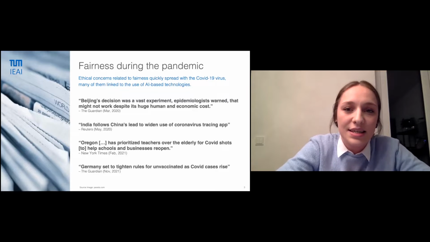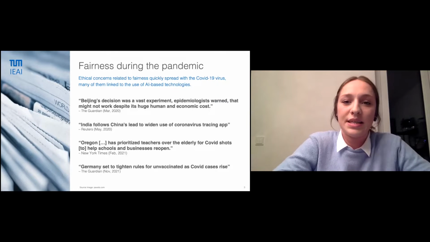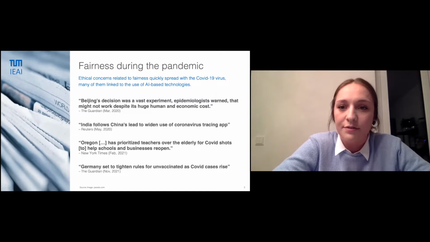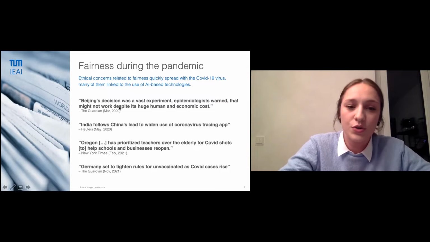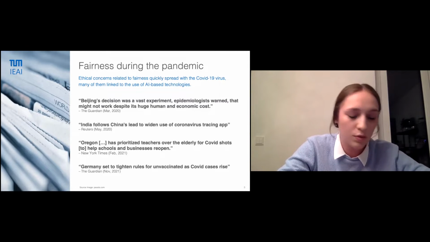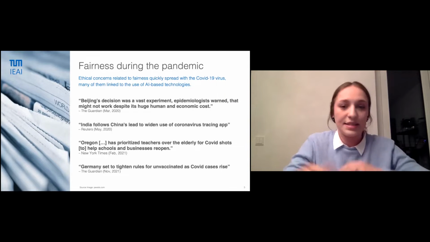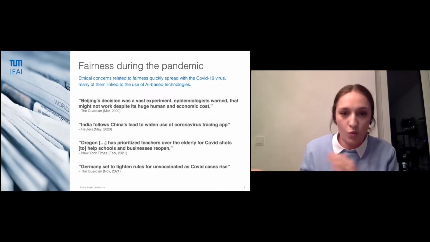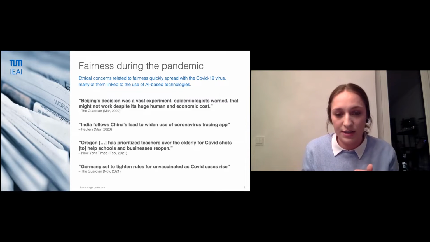So why is that especially important now? Now meaning during the pandemic. One reason is that ethical concerns related to fairness have quickly spread with the virus. These are just a few examples from the news. For example, the first thing that happened was self-isolation. China was one of the first countries that imposed self-isolation regulations. And a big question here could be, is this fair? On the one hand, to self-isolate people in general, but also on which criteria can you send them to self-isolation?